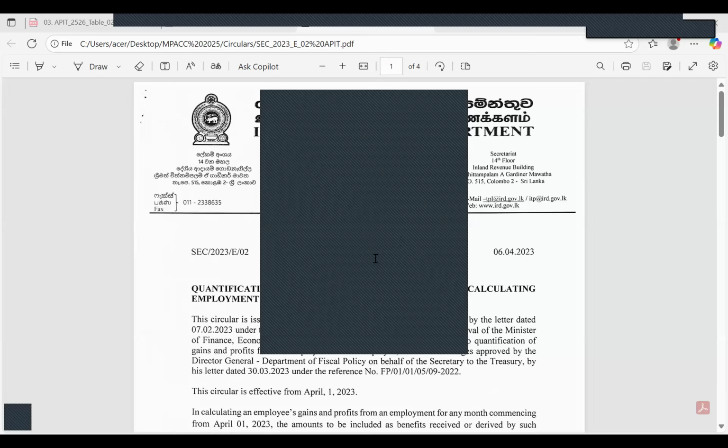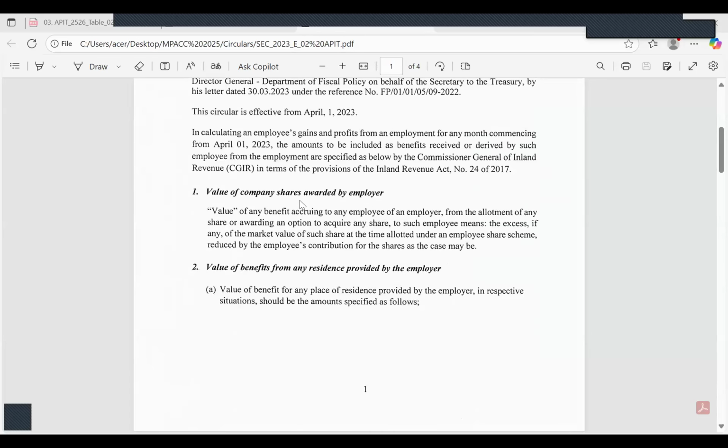Madam, if we receive any profit share from the employer, how will it be taxable? Profit share. So value of share, I have mentioned it in the first one. Here, value of company shares awarded by employer. Using this paragraph, you can ascertain the value. The value means the market value minus the employee's contribution. After deducting the employee's contribution, if available, the difference can be considered as a benefit.